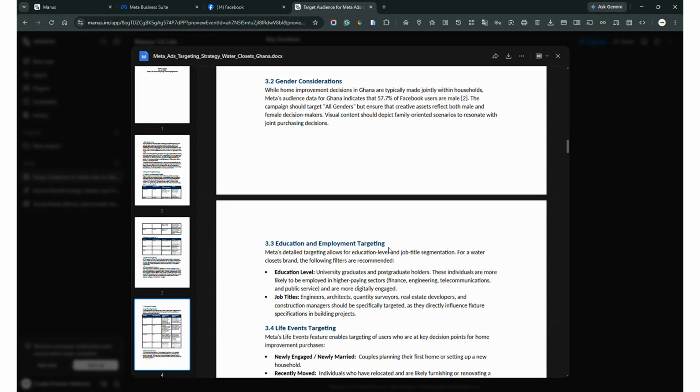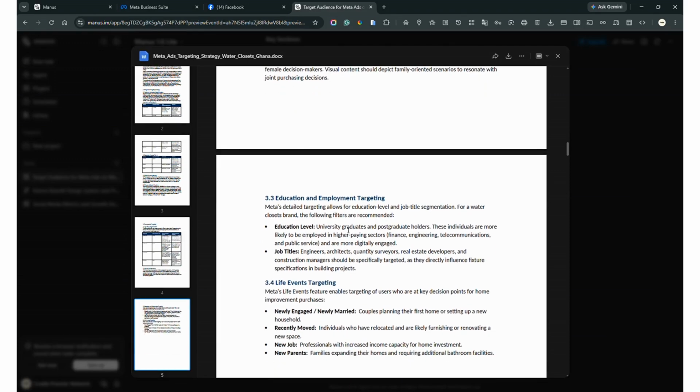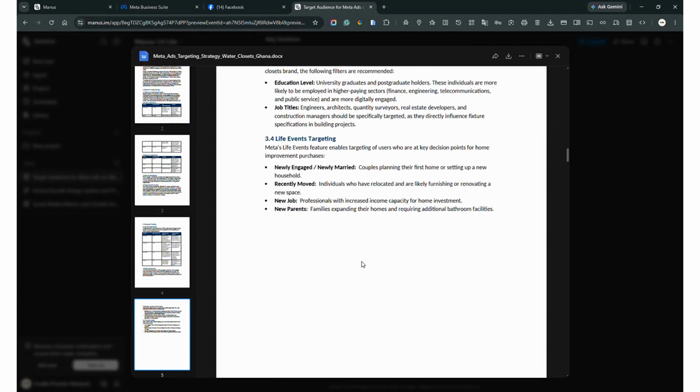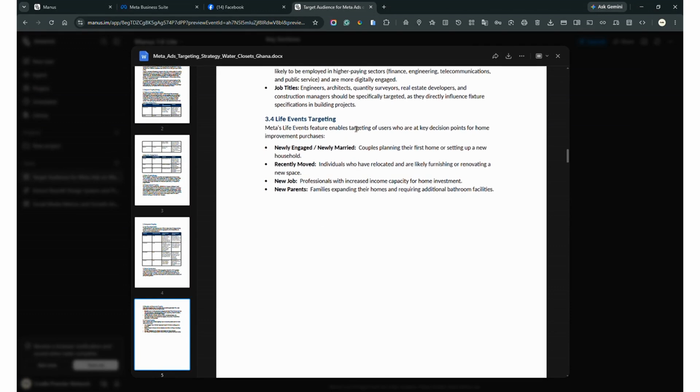And education and employment targeting. So what is the education level? University graduate, job title: engineers, architects, quantity surveyors, and so forth, real estate developers. So these are a group of people that we can easily target based on their job titles on Meta Ad Manager. And in terms of live event targeting, they are newly engaged or newly married, they recently moved, or they have a new job.